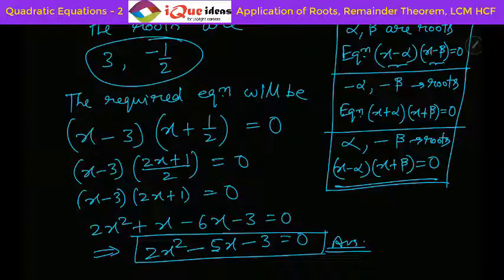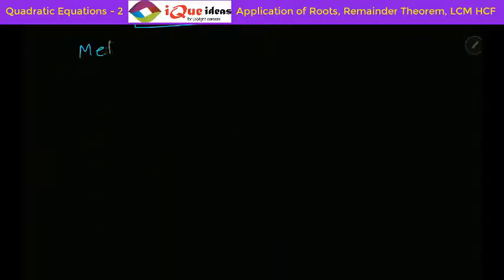Okay, so this was method 1, right? Don't forget it is method 1. Now there is another method to do the same question. Let's see. So now we'll do method 2 of the same question. The roots are 3 and minus 1 by 2. Now method 2 is related to the sum and the product of roots.